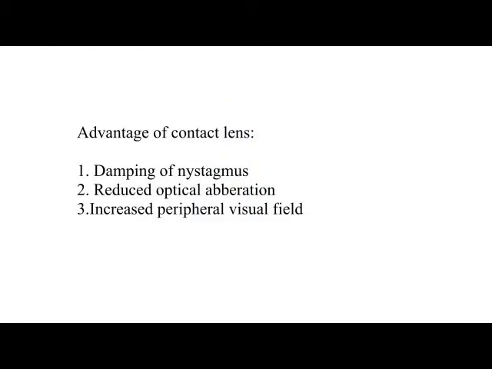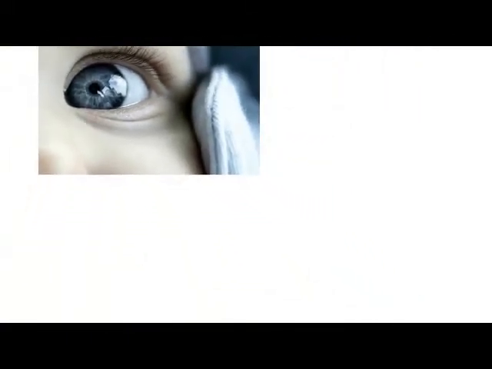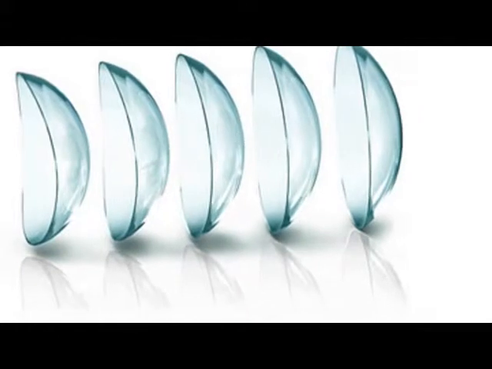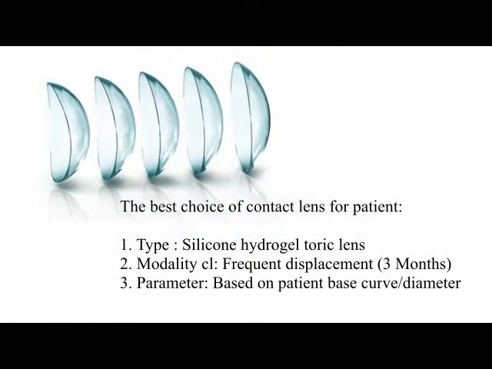The second option was contact lens. It is also used for correction of refractive error and to improve visual acuity. Contact lens also offers several advantages over glasses, including damping of nystagmus, reduced optical aberration, and increased peripheral visual field. For this patient, we will recommend a customized contact lens, which is silicone hydrogel lens, as the patient has high aesthetic concern for both eyes. For modality, the patient can use frequent replacement, as the patient can use it for 3 months, and the parameters are based on the patient's base curve and diameter.